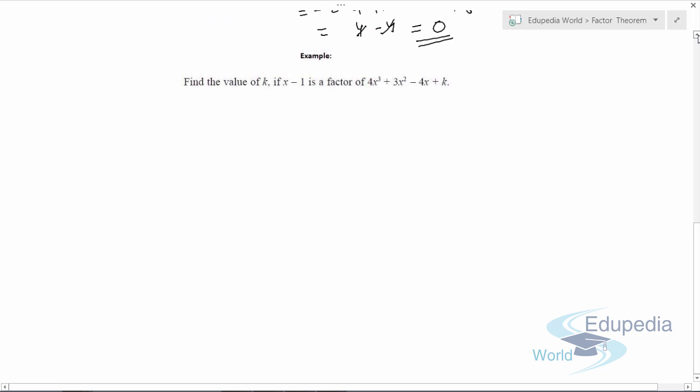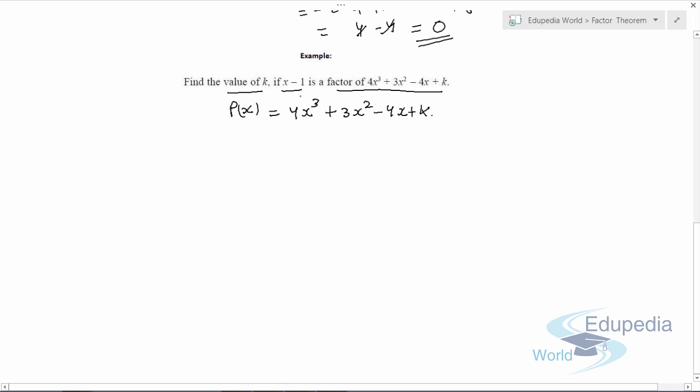Now here we have one more question. We have to find the value of k if x minus 1 is a factor of this polynomial. Let p(x) equal 4x cube plus 3x square minus 4x plus k.